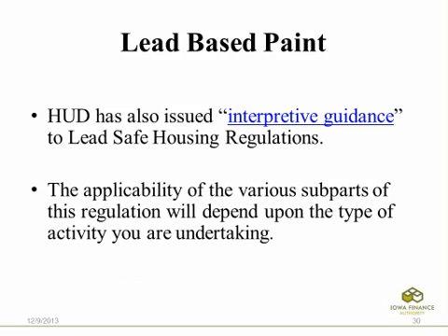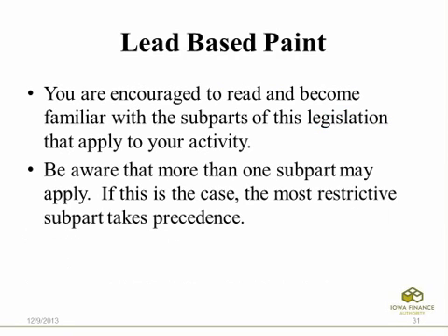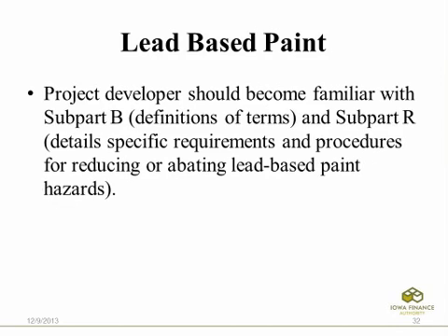That interpretive guidance is very good about helping you discern what items need to happen as far as lead-based paint compliance on your project. Various subparts of the regulation depend on the type of activity you're undertaking. Definitely read and become familiar with the subparts of the legislation that are going to apply to your activity. More than one subpart may apply. The most restrictive will be the one you need to comply with. Subpart B, definitions of terms, and Subpart R are two of the areas you definitely need to look at. Procedures for reducing or abating lead-based paint hazards specifically applies to pre-78 rental projects.